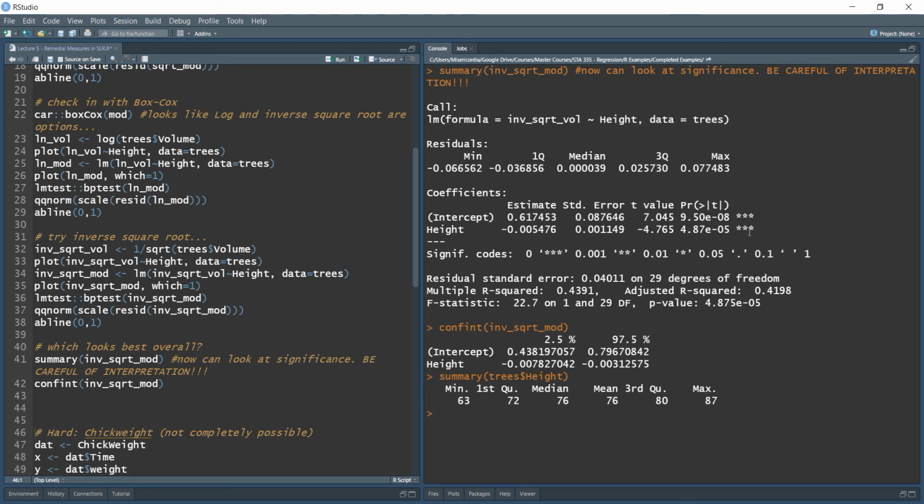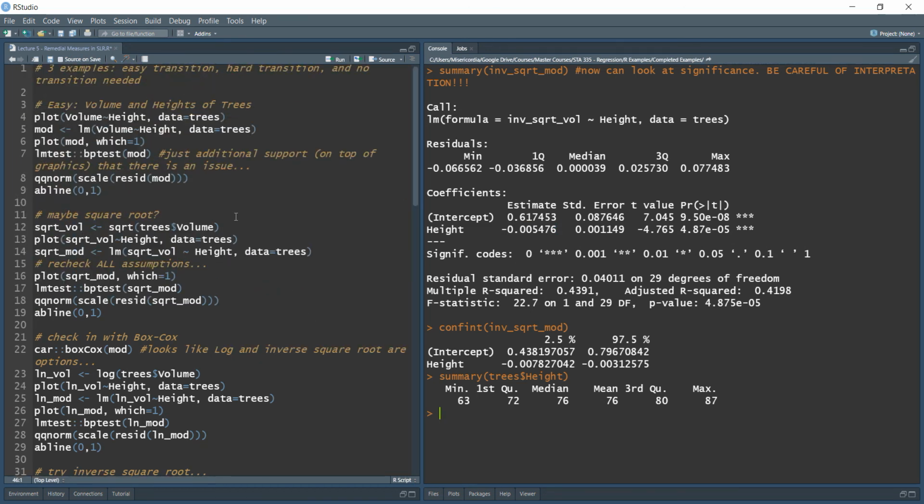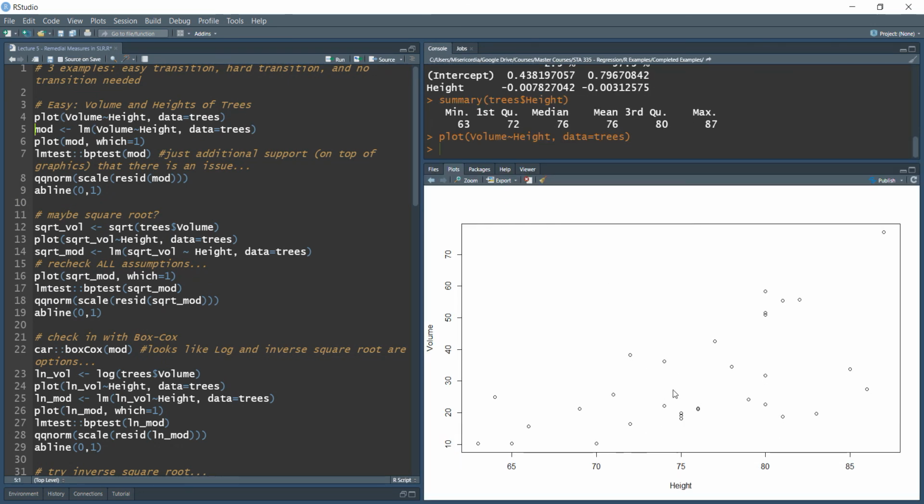Now, what is this useful for? I can lean on the statistical significance. I can say with pretty good confidence that height is related to the underlying volume. The problem is that the transformations make the nature of the relationship between height and volume difficult to look at. One of the best ways I can do that is to just go to my original graphic, and what I see is that as height goes up, volume increases.